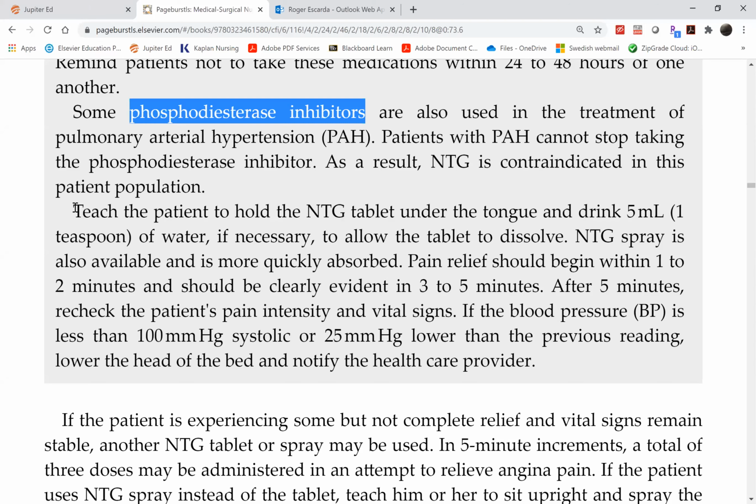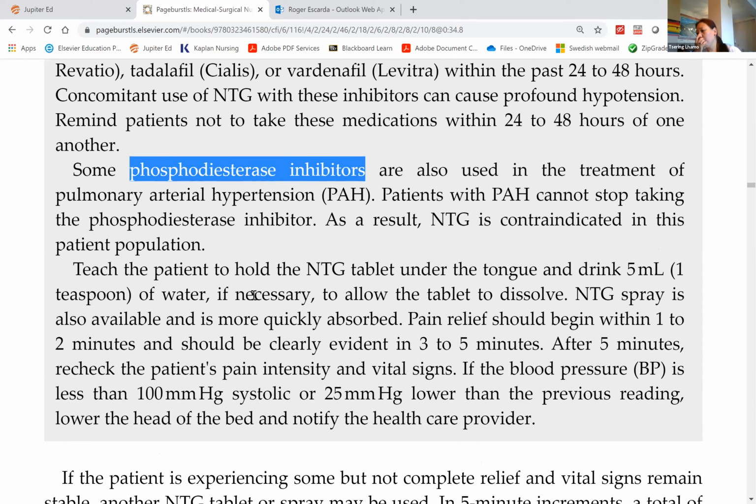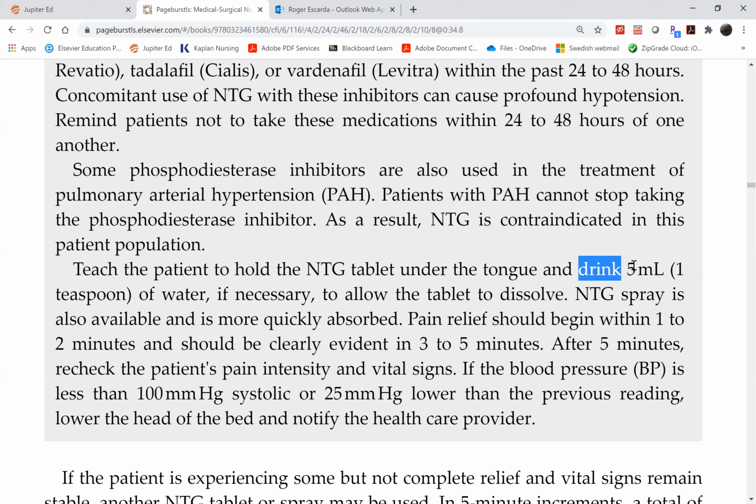Can it? It can't. It can dry. No. So you have to moisten the mouth first. So you can give the patient 5 ml. That's just a teaspoon of water just to moisten the mouth. But remember, this 5 ml is not used to swallow the tablet. This is just to moisten the mouth so it will dissolve the tablet under the tongue.